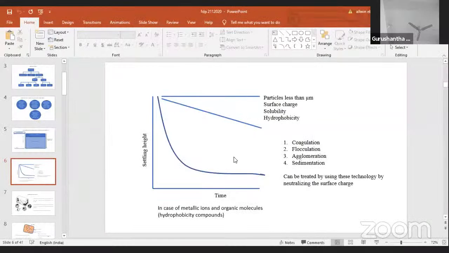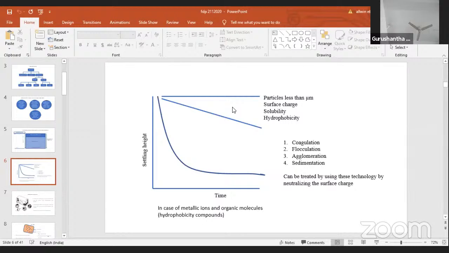To bring particles to ground level, we have to modify these particular parameters on the surface of the material. Those parameters will enhance the settling rate of the contaminants present in the wastewater system. The contaminants might be soluble, insoluble, or microbial species, whatever it is. But we have to consider all these four parameters. Based on these four parameters, we can plan this research to develop the material for sedimentation or for the settlement of the particles.